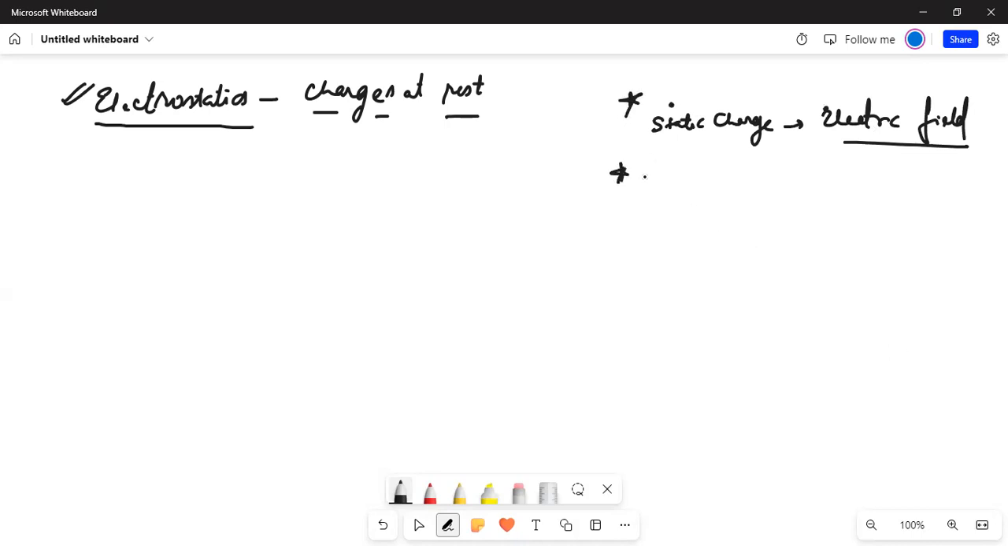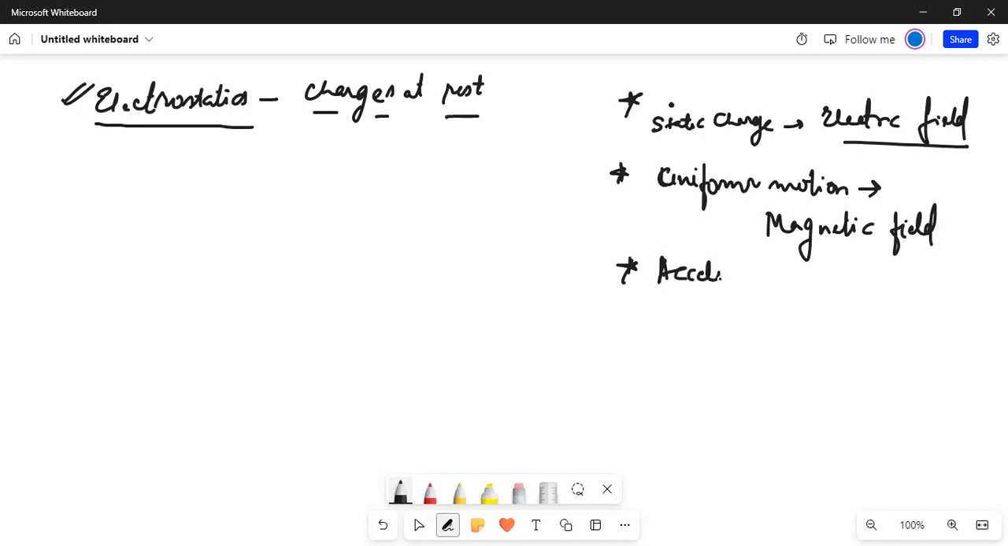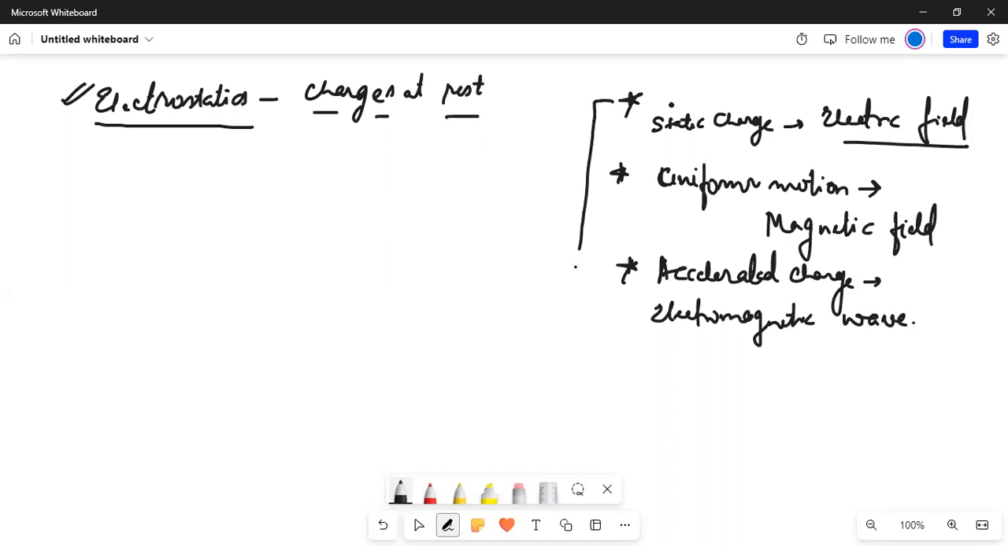A moving charge, or I would say a charge with uniform motion, will produce a magnetic field. And if the charge is accelerating, an accelerated charge produces an electromagnetic wave around it. These are some of the basic points that you should remember.